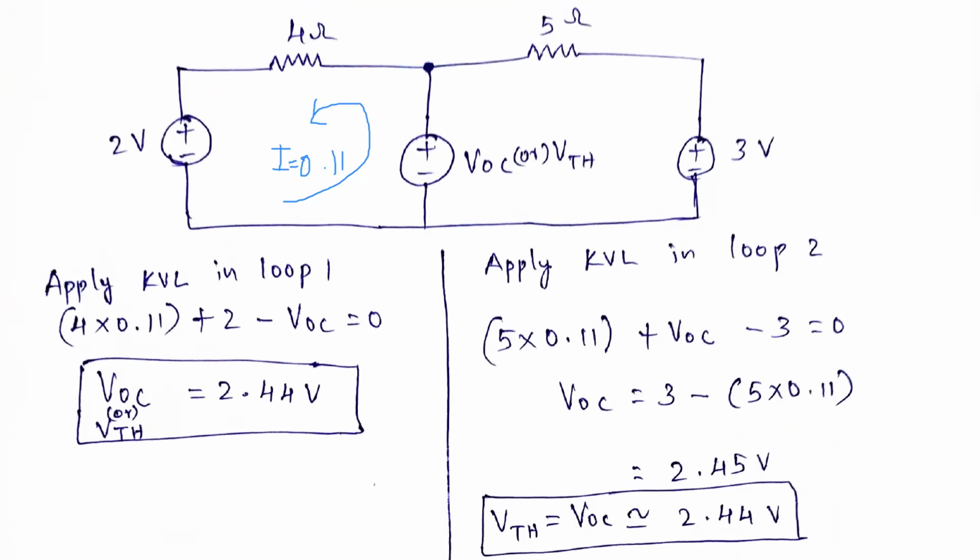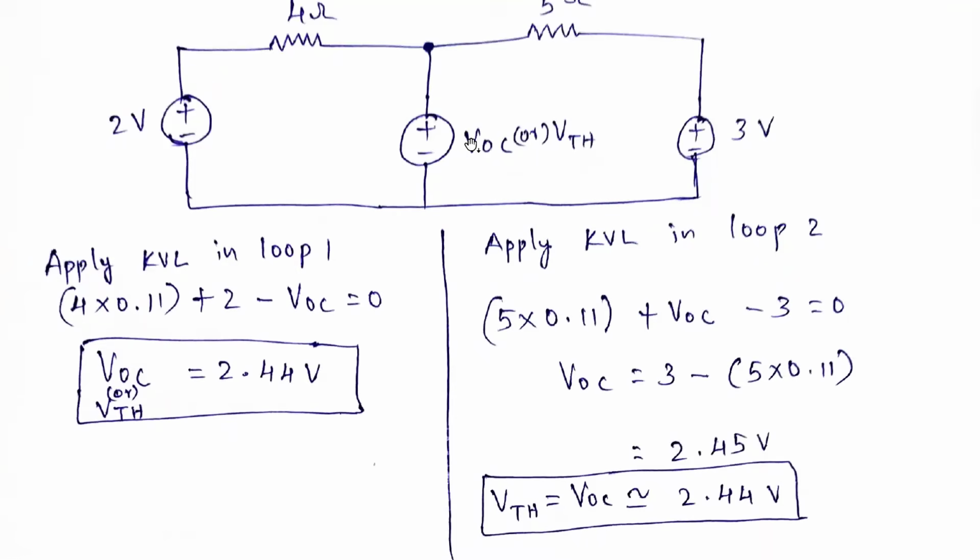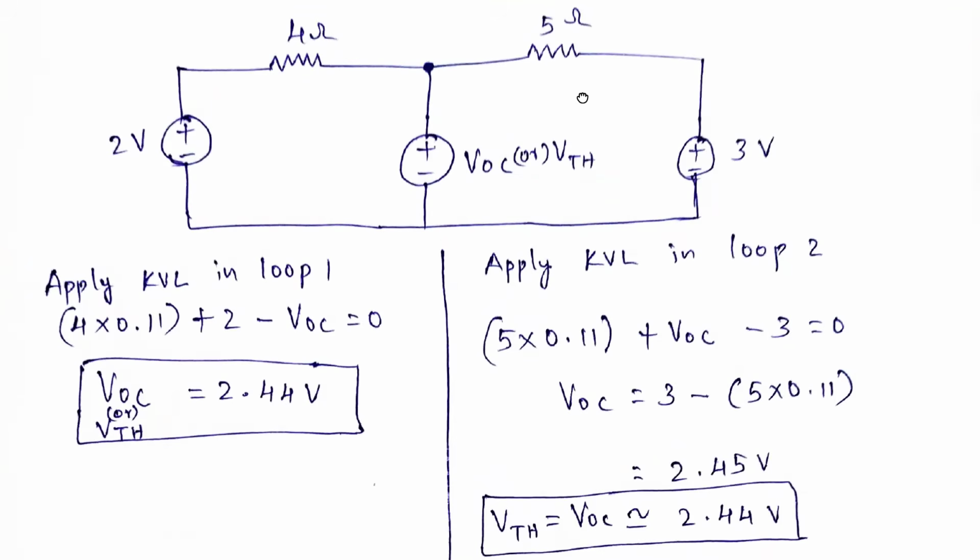Just for calculation purposes, I applied two loops. But while solving the problem, you need not go for two loops. Either one loop is enough. So again, I have applied KVL in loop 2 also. Okay, the current is flowing like this, because the current direction we got is minus. So we are considering the current flowing like this.